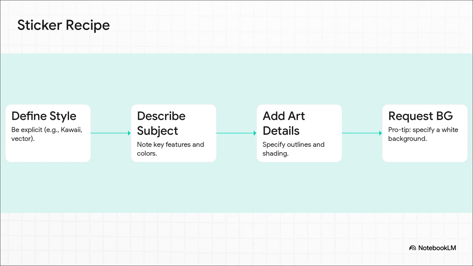Okay, photorealism is cool, but what if you want something more stylized, like a sticker? Well, guess what? It's the exact same idea, just a different recipe. First, you name the style, kawaii, for example. Then, describe your subject and its characteristics. Next, you add the illustrator's technical details, things like bold, clean outlines or flat shading. And here's a pro tip I absolutely love. Always, always ask for a white background. It'll make your life so much easier later.